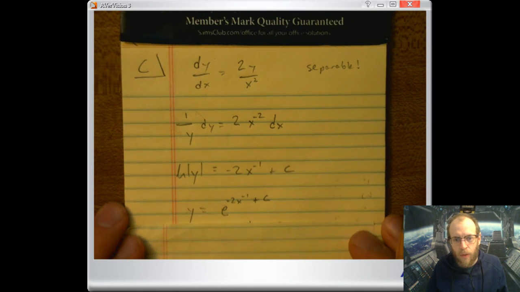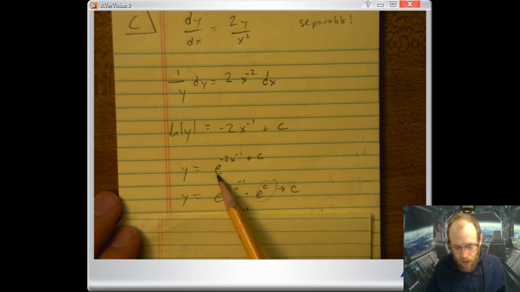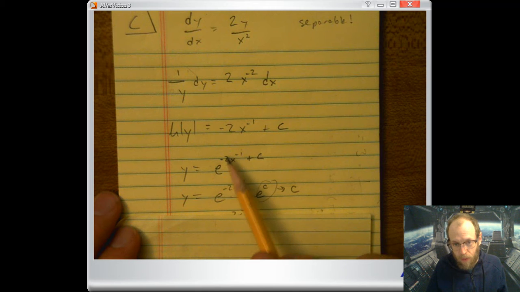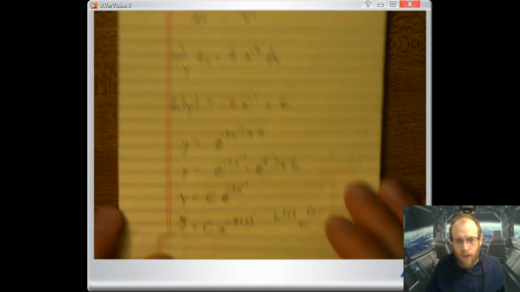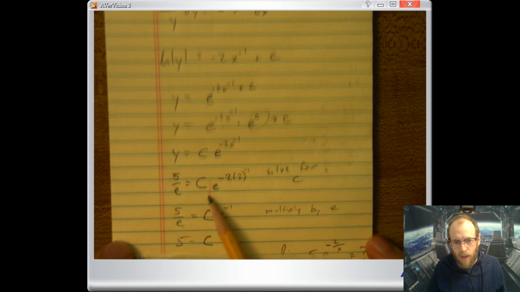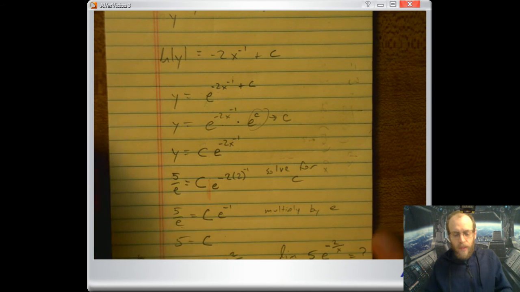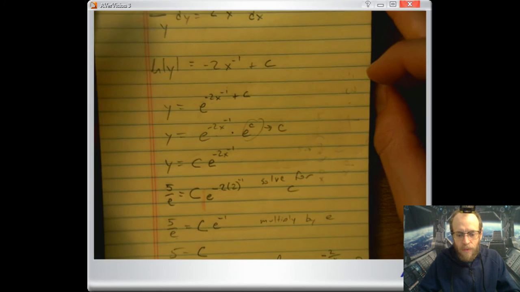A little bit of reworking there. Remember, when you've got addition in an exponent, you can split that up into multiplication of two different bases. E to the c is still a constant. Plug in stuff, solve for c, and you get 5. And there's all that work. If you need to pause it and look at it longer, go for it.